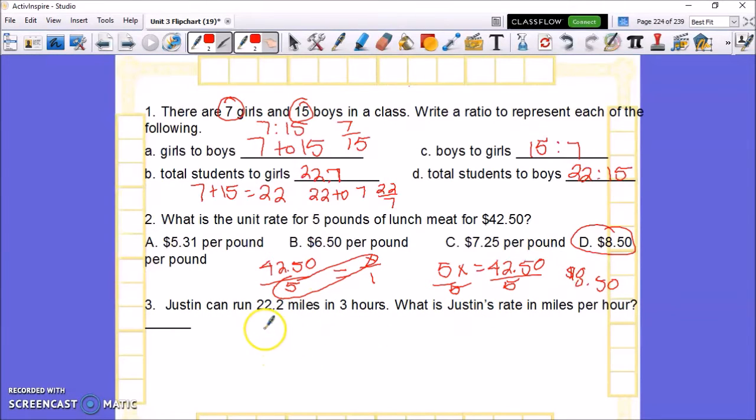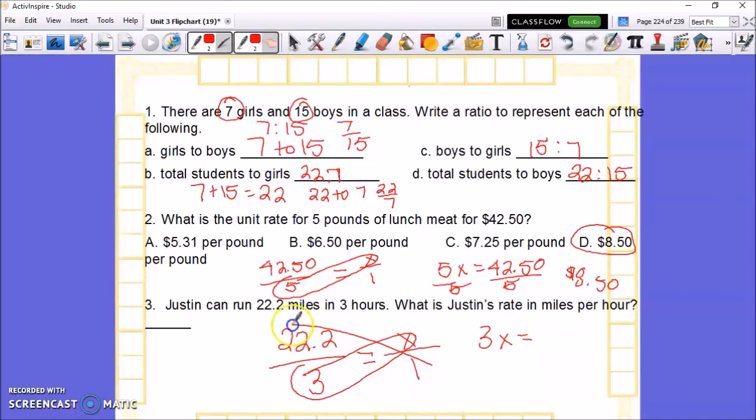What is Justin's rate per hour? So we can do the same way. I'm going to go ahead and set up the proportion. So 22.2 miles in 3 hours. So we don't know how many miles, so it's going to be x to 1 hour. And then we're going to cross multiply. And that gives us 3x is equal to 22.2.